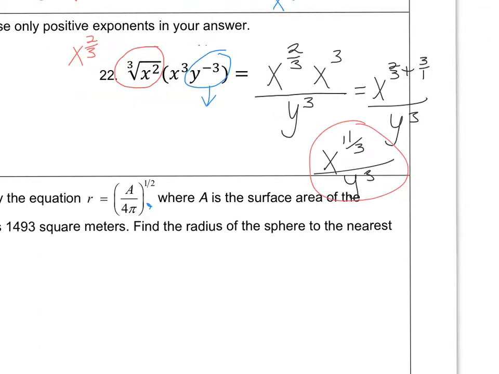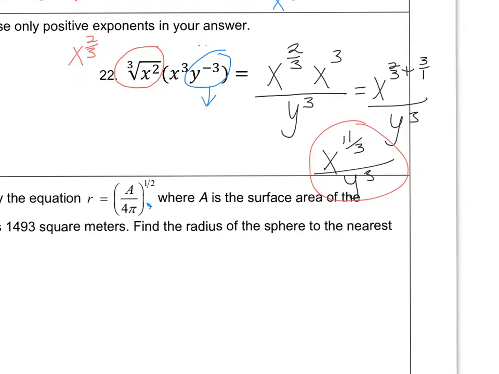And number 22 actually had a lot less to work on. I handled the puzzle piece of dealing with my radical into a rational exponent. I handled the puzzle piece of moving my negative exponent to the bottom. And then the last puzzle piece I had to deal with was when I multiply my 2 bases, I have to add my 2 exponents. And that gave me my answer.